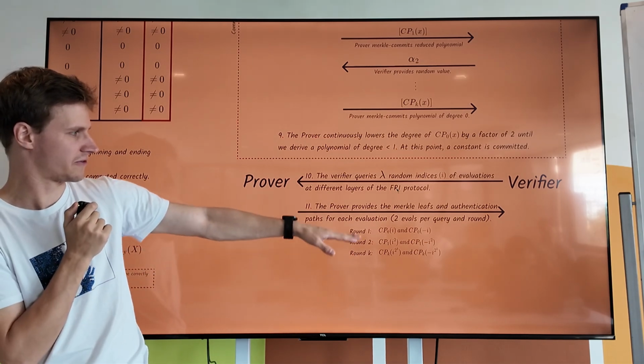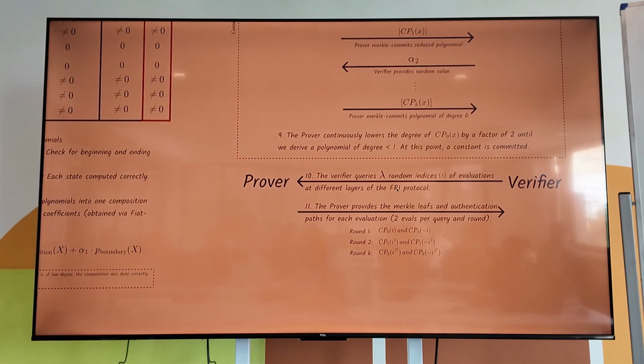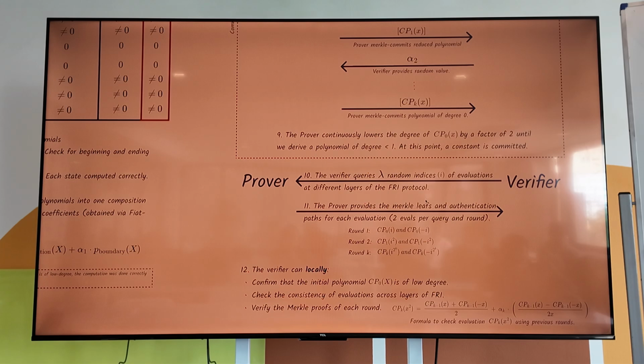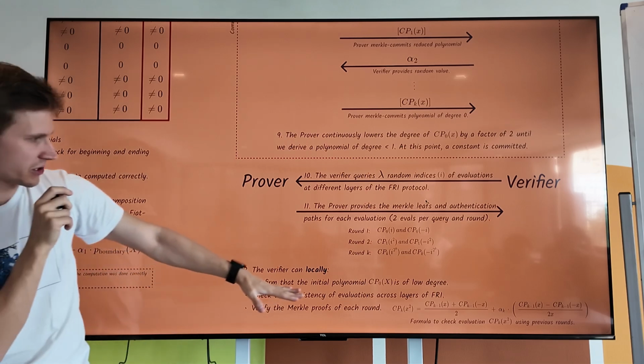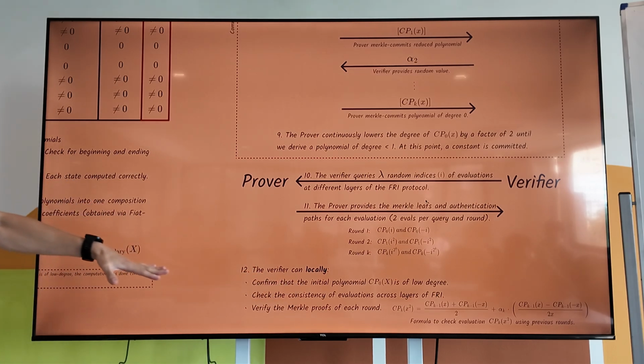And this is just a visualization for each different round of what values would have to be provided. And then we go for the last step, where the verifier can verify locally. Locally is quite important, because it doesn't require any more information. We can now confirm that the initial polynomial we're working with is of low degree, so the computation is within the constraints. We can check the consistency of the evaluations, so we can see that all these evaluations are part of this polynomial. And we can also verify the Merkle proofs of each round.